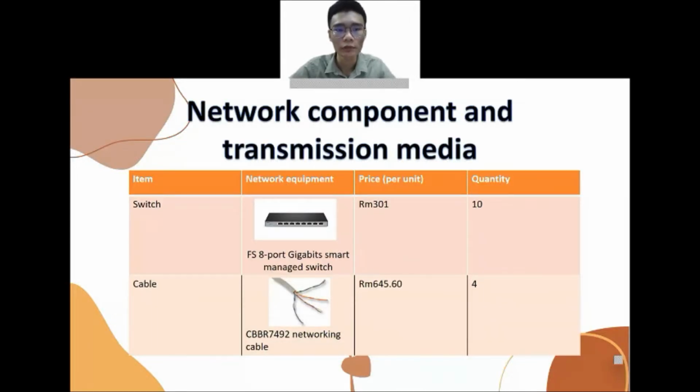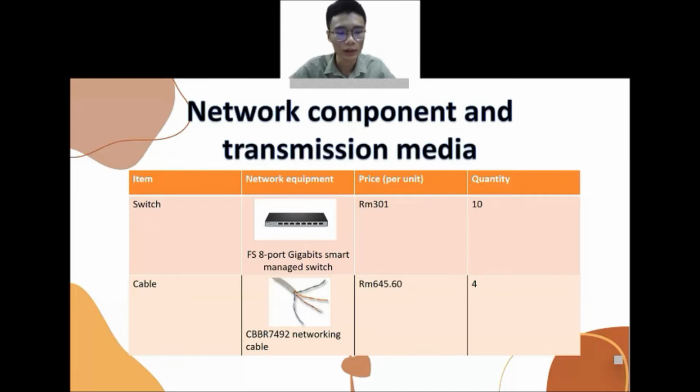I'm going to give the presentation about network components and transmission media. The first item is the switch. The switch that we suggest to the organization is the FFF 4 GB Smart Managed Switch. It costs 301 ringgit per unit, and we need 10 of them. It delivers a compact, cost-effective solution for mid-sized organizations.